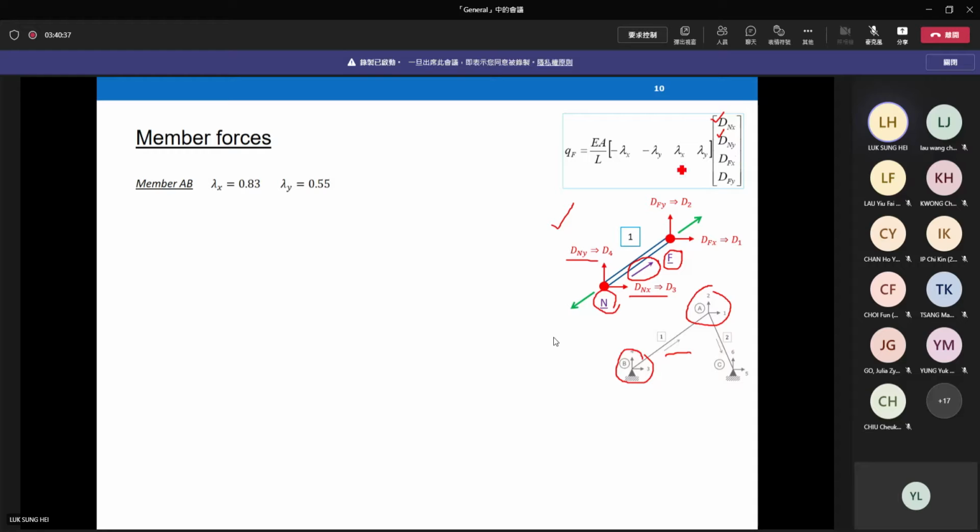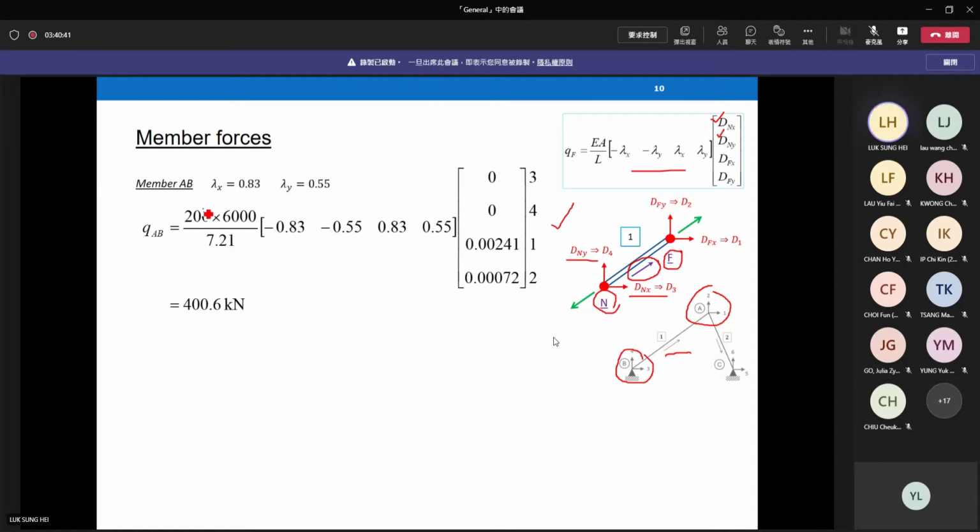So you can see that there is no unknown in this equation. Everything is well defined. EA over L, we know it. Lambda x, lambda y. And then D3, D4 are 0, support. D1, D2, the displacements, we calculated before. Then we have the actual force, QAB, 400.6. Positive. Positive means it is in tension.